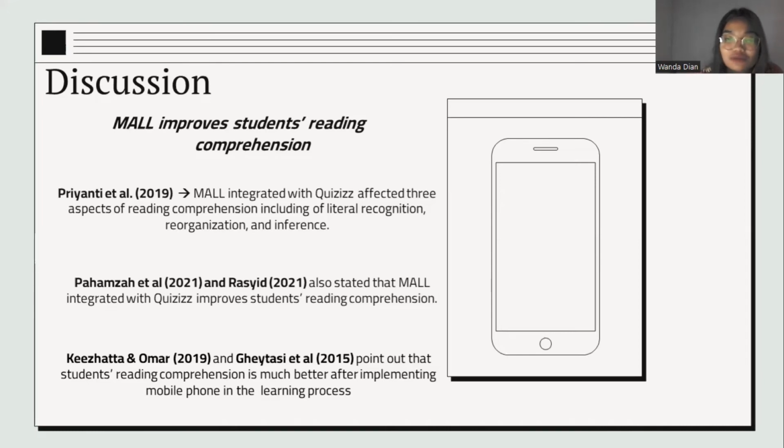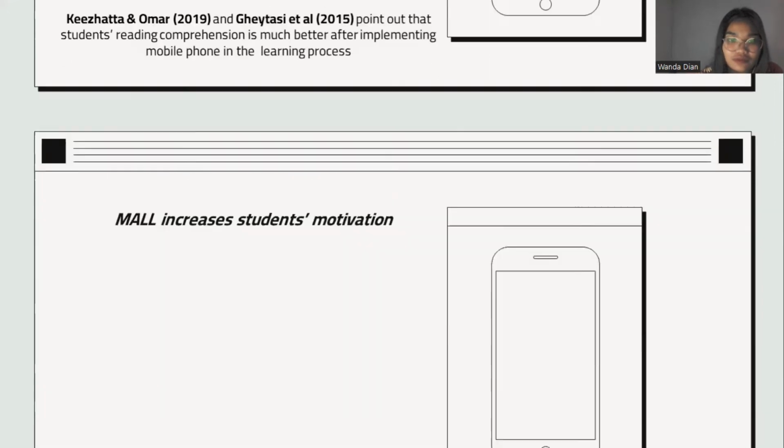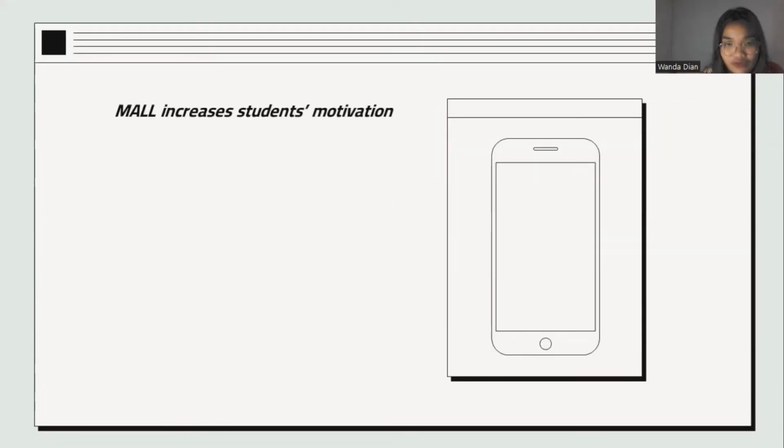By utilizing the MOL approach in the learning process, students get the same treatment and also attention from the teacher. So it makes all the students have the same chance to learn. The second one is MALL increases students' motivation.